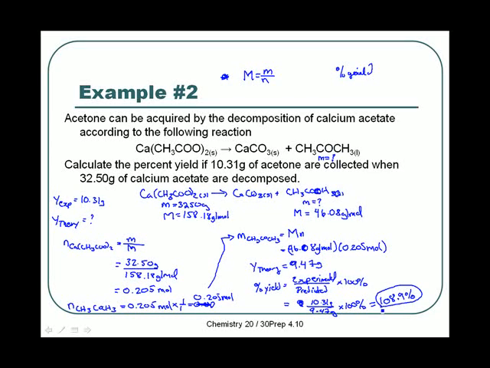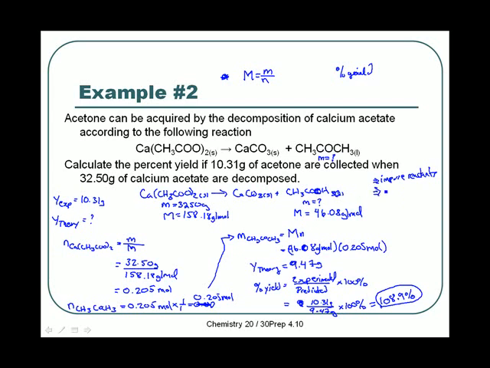And so our percent yield is actually higher than what we predicted. Now, this doesn't happen very often. A couple of the reasons why it could happen is if you have impure reactants, it's possible that those impurities react and form something new.